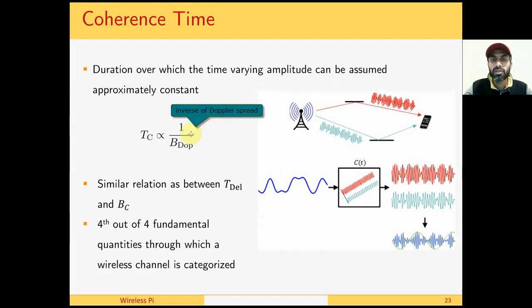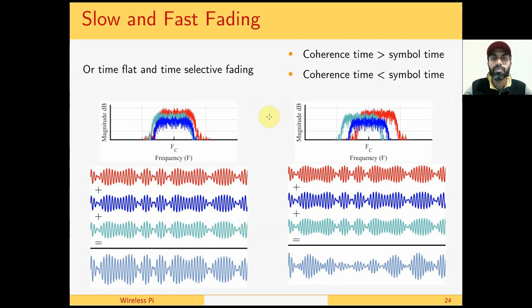Coherence time is the inverse of Doppler spread, and it is a duration over which the time varying amplitude can be approximately assumed constant. For example, if this is the baseband signal, it can be assumed to be riding on two separate carrier waves, each with its own Doppler shift. Superposition of these two modulated waves creates crests and troughs, and the duration over which the channel can be assumed approximately constant is the coherence time. This is very similar to what we saw in the case of coherence bandwidth, and this is the fourth out of the four fundamental quantities through which a wireless channel is categorized. This brings us to slow and fast fading.